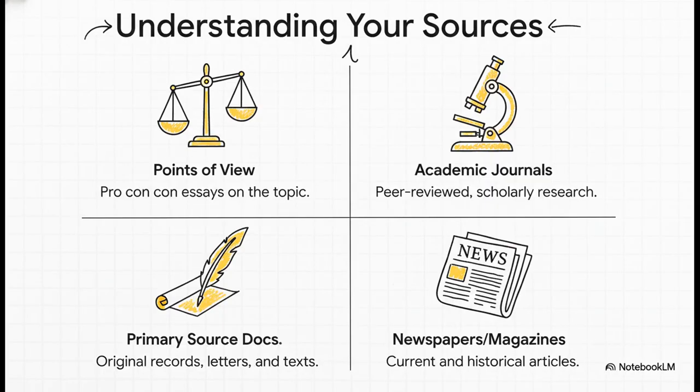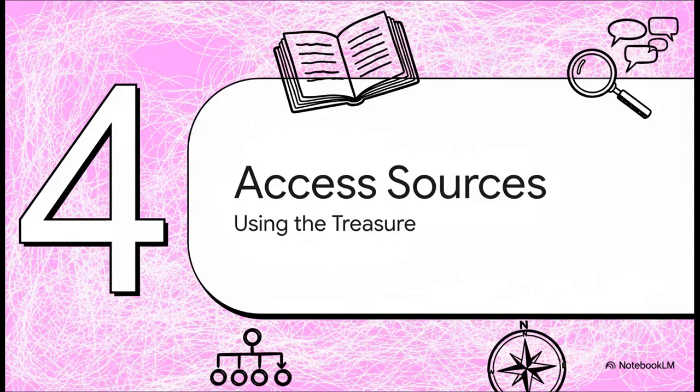Let's just quickly break down some of the most powerful source types here. So, points of view, these are kind of the heart of the database. They're essays written specifically for or against a topic. Academic journals, that's your deep, peer-reviewed scholarly stuff. Primary source documents give you those amazing first-hand accounts. And of course, you've got newspapers and magazines for all that current and historical context.